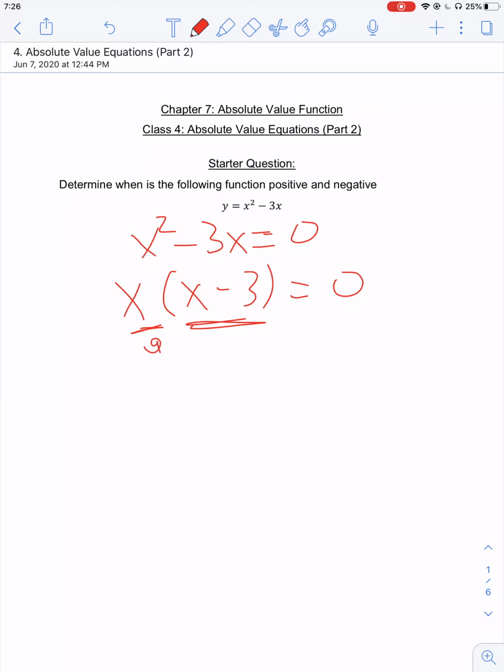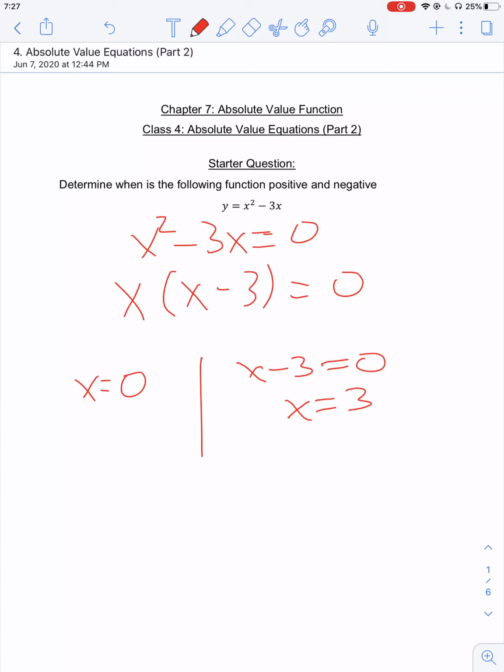So remember, I gave you this example. Let's call this a, let's call this b. So a times b can only be 0 either if a is equal to 0 or b is equal to 0, right? So using that logic, we can conclude that either x is equal to 0, or x minus 3 is equal to 0, which means that x is equal to 3. So these are the two x values that make your function 0.